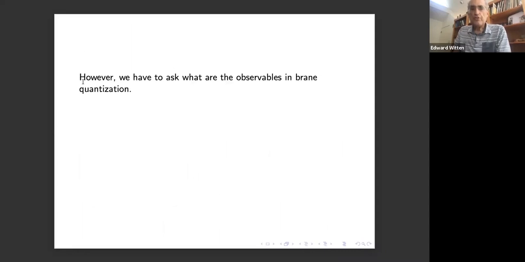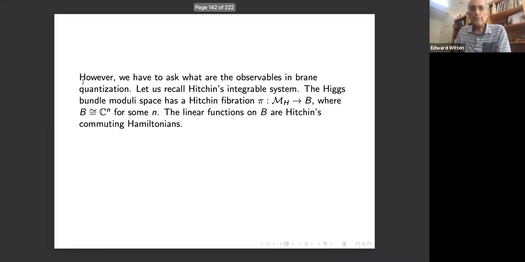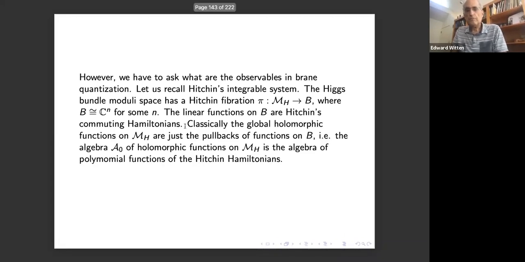However, we have to ask what are the observables in brane quantization. Let's recall Hitchin's integrable system. The Higgs bundle moduli space has a Hitchin fibration that maps it to what I'll call B. It's a copy of C^n for some n. It's the base of the Hitchin fibration. The linear functions on B are Hitchin's commuting Hamiltonians. Classically, the global holomorphic functions on the Higgs bundle moduli space are the pullbacks of functions on B. In other words, the algebra A0 of holomorphic functions on the Higgs bundle moduli space is the algebra of polynomial functions of the Hitchin Hamiltonians.